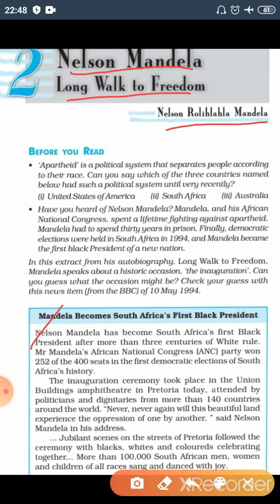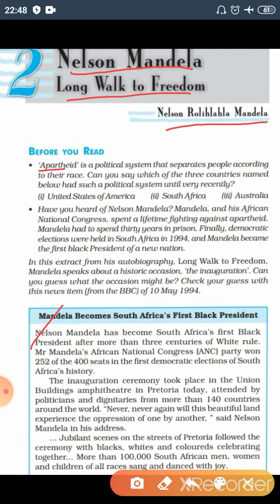This extract includes a description of the inauguration ceremony, citations from his speech, his journey along with a tribute to countless people who fought for their freedom. In South Africa, a brutal practice named apartheid was followed. And what is apartheid? Apartheid refers to the discrimination between people on the basis of their race.